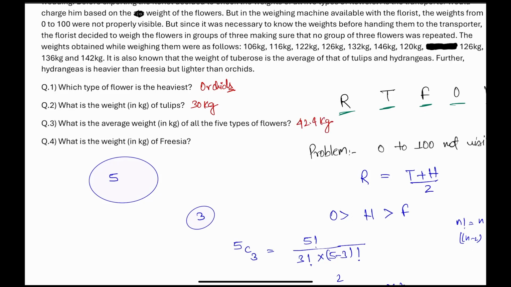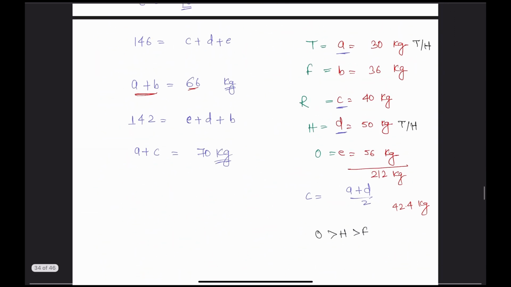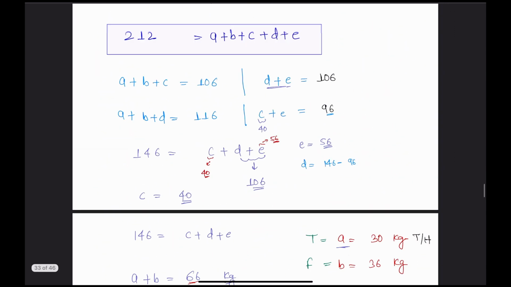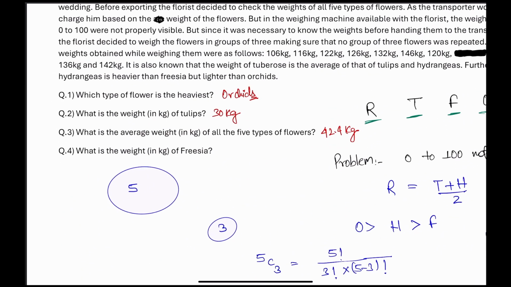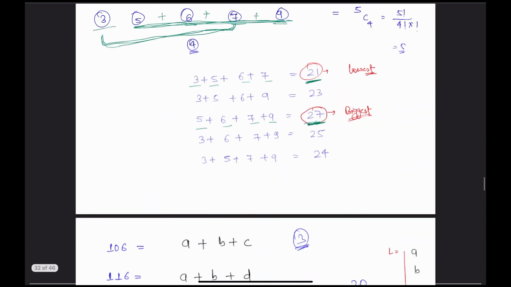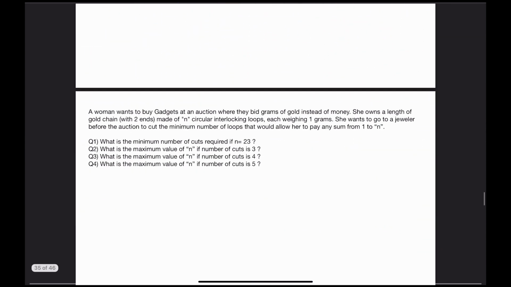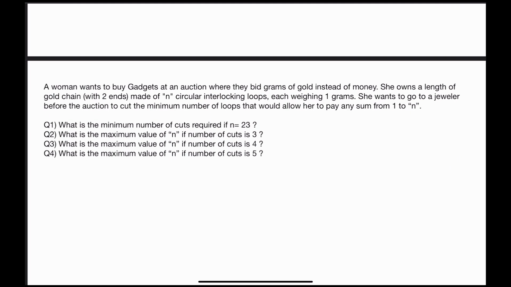What is the last question? What is the weight of freesia, F? F is what? 36 kg. 36 kg. This question is also done. The next question we will do in the next series.